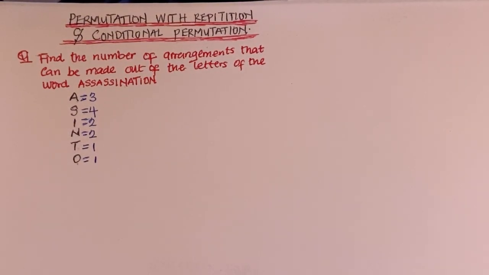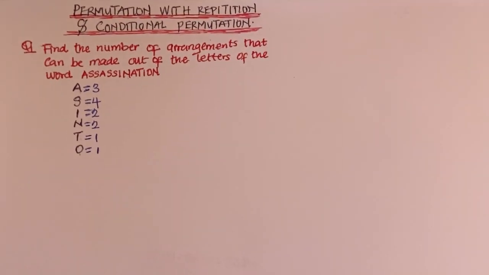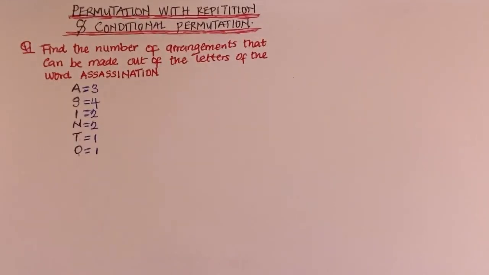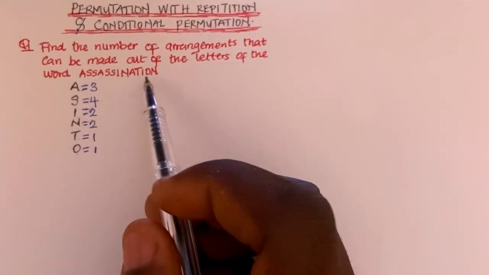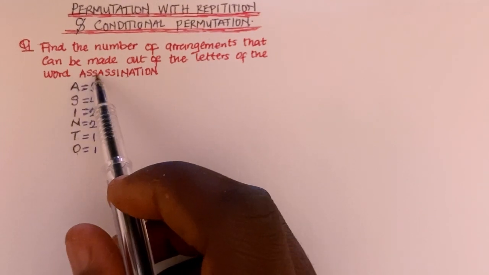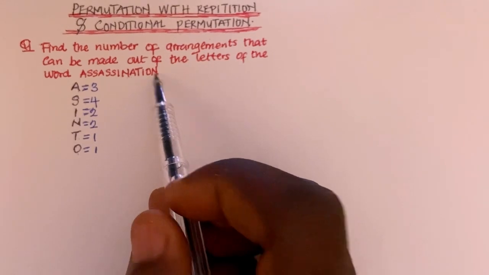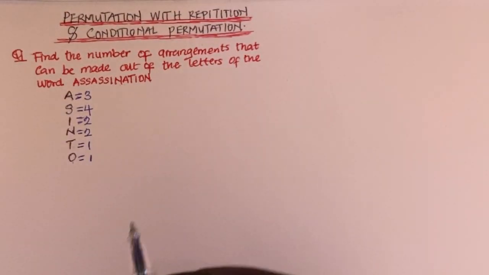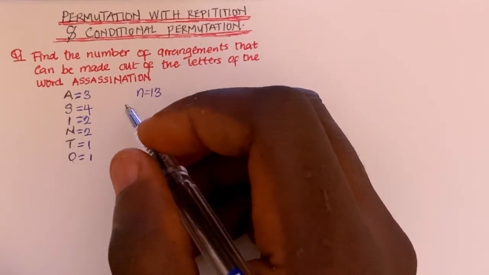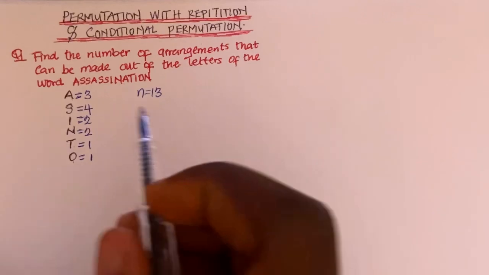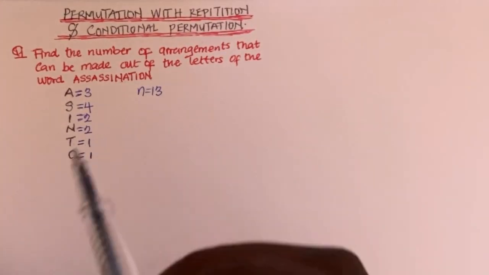So what we are going to do in this case is follow the rules exactly and solve it. We're going to count all these letters together: 1, 2, 3, 4, 5, 6, 7, 8, 9, 10, 11, 12, 13. This is 13 letters, right? So here our n is 13. Then in this case, we are not going to have a single r, because it is a repeated permutation.